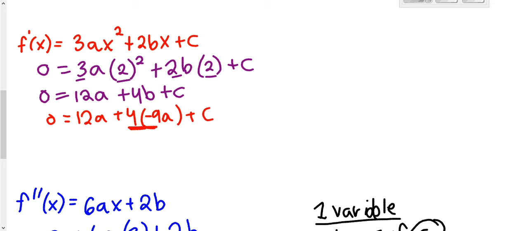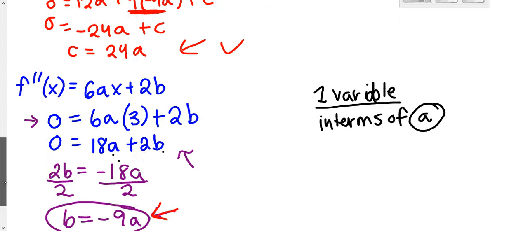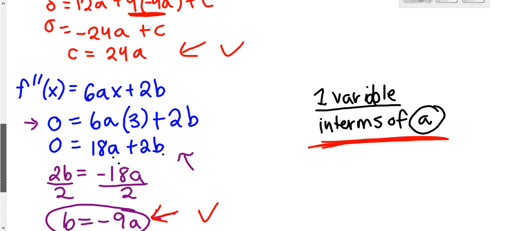So we have negative 36. 12 minus 36 is negative 24, a plus c. Let's add that and we get c equals 24a. Now I have c in terms of a. I have b in terms of a. Now I need d in terms of a, because remember, I'm choosing a to be the variable that I'm getting first.